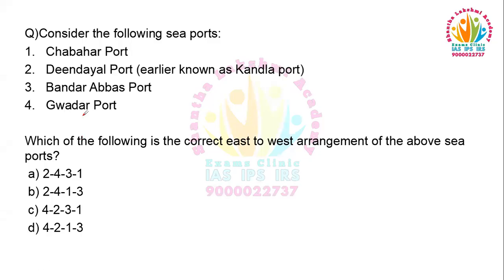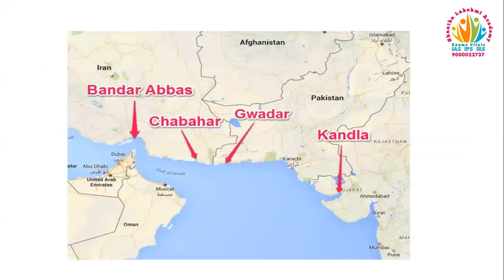First question, consider the following seaports: Chabahar Port, Deen Dayal Port, earlier known as Kandla Port, Bandar Abbas Port, and Gwadar Port. Which of the following is the correct east to west arrangement of the above seaports? So we have to arrange these seaports from east to west direction. Let's have a look at the map.